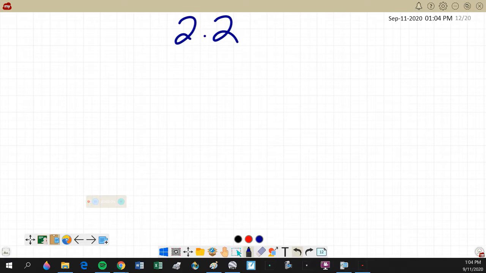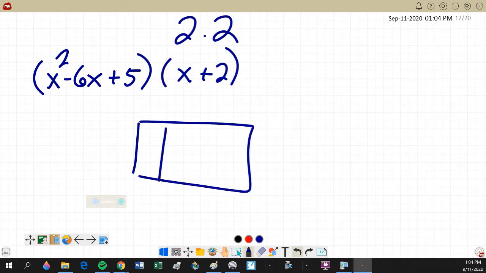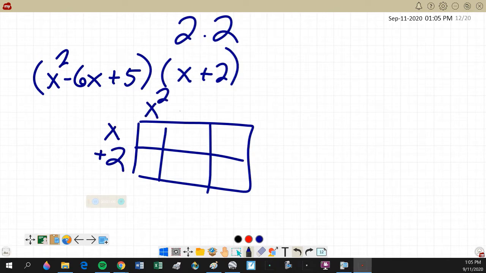Let's say I had x squared minus 6x plus 5, and I multiplied that by x plus 2. Okay? And write this down because it's going to look really weird at first, and once you get the hang of it, it's pretty slick. But it's so much better than the way I learned it. I'm going to multiply that in a 3 by 2 multiplication box. So I'll put x plus 2 on the left and x squared minus 6x plus 5 on top.